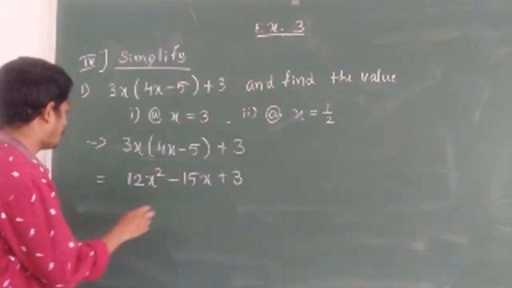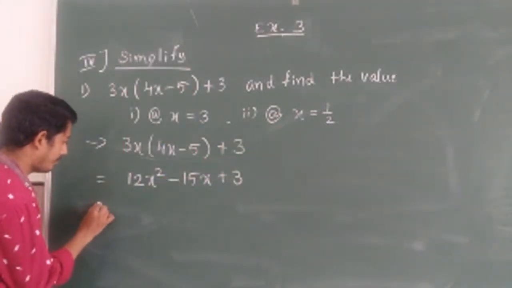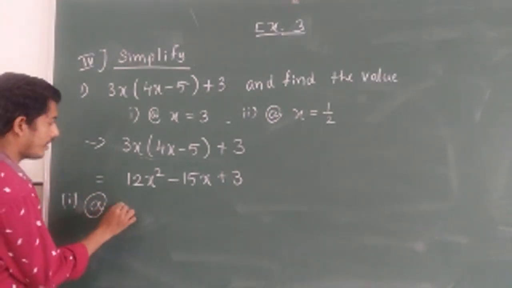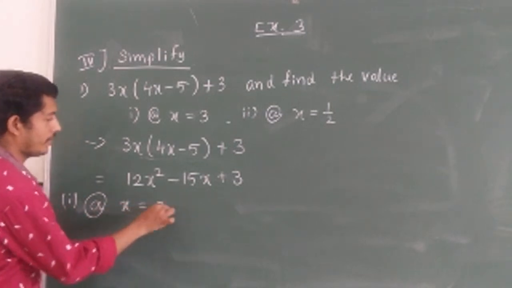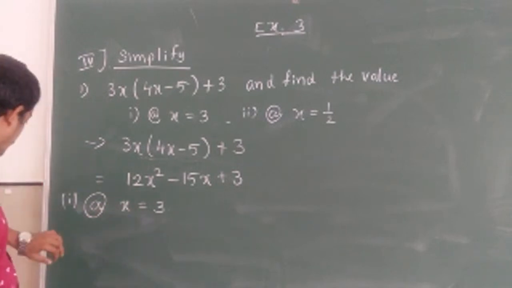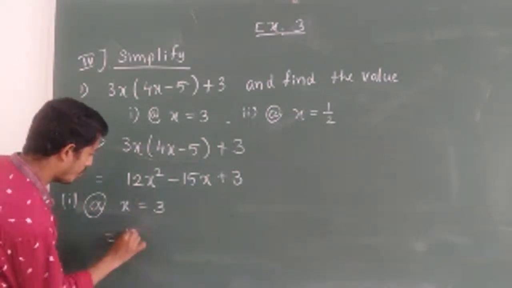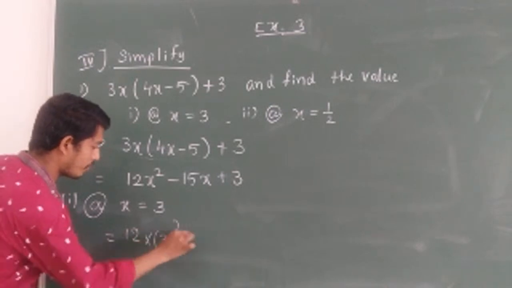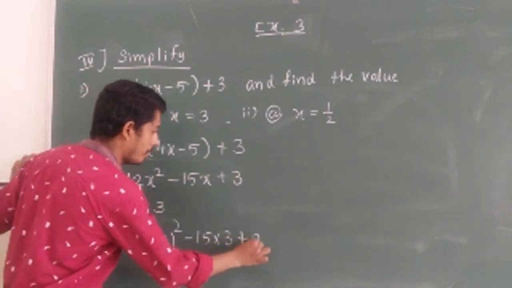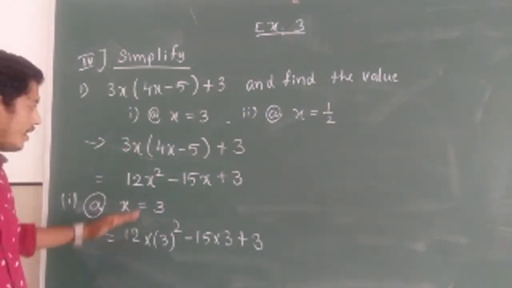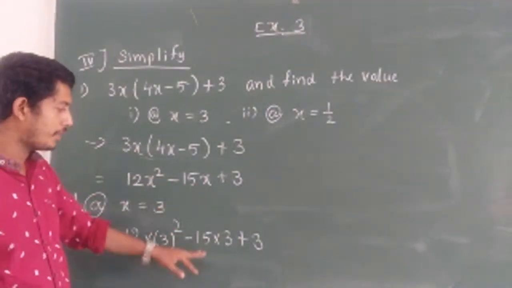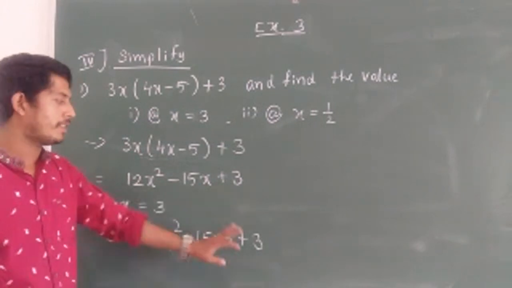So first I will consider case 1, at x equals 3. Wherever x is present I have to substitute x as that. So therefore it becomes 12 into x, that means 3 square, minus 15 into x, that means 3, plus 3. So 12 I wrote as it is, into x square, x value is 3, square, minus 15, x value is 3, plus 3.